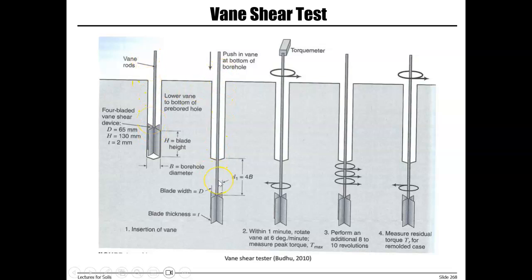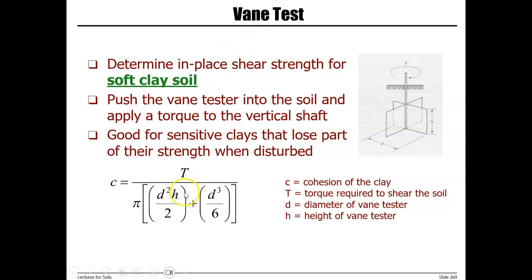You push the rod and the device into the soil, and then apply a torque, measure the resistance, and then using the torque required to shear the soil, diameter of vane tester, height of vane tester, you can find shear strength or cohesion of clay. So this is what we are trying to find, C or cohesion of clay. And there is a simple formula, simple equipment. You can use this equipment to find shear strength of clay.